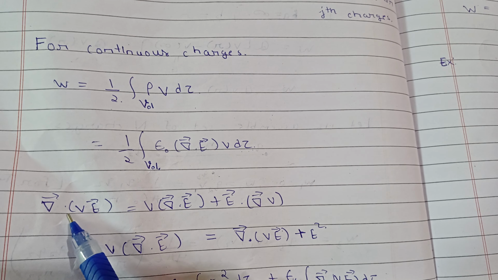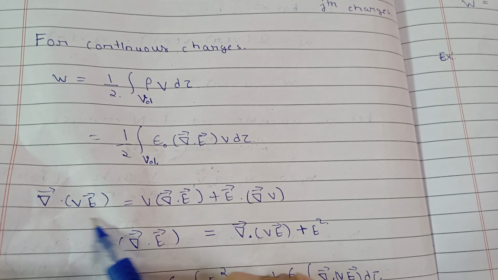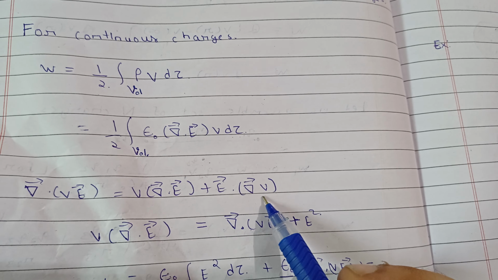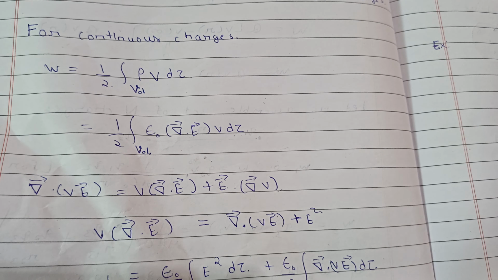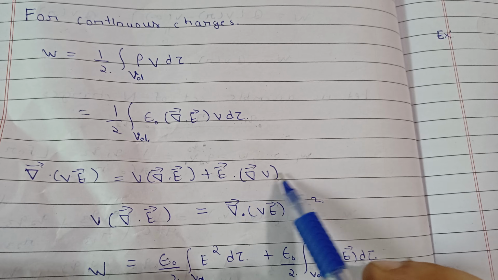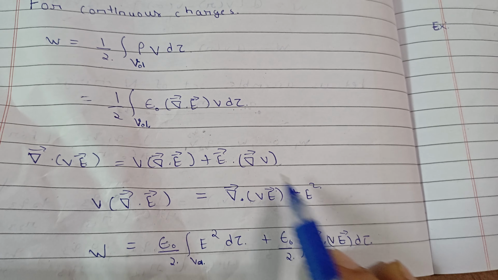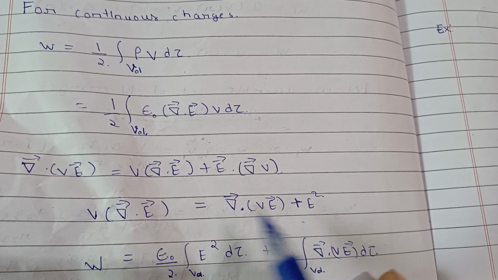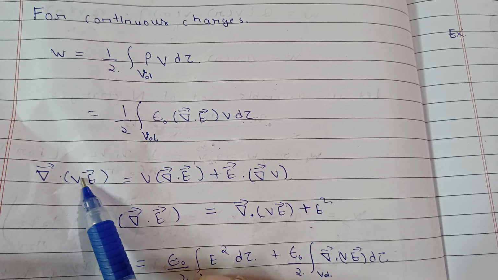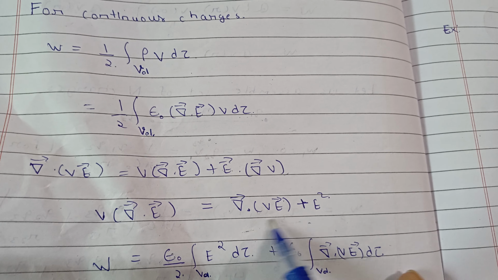So the divergence of a scalar V times a vector E can be written this way: the scalar stays outside, V del dot E, plus E dot del V. Now see, del V is nothing but minus E, because we know E can be written as minus the gradient of some scalar V. So this gives minus E squared, and moving E squared to this side, it becomes this plus E squared.